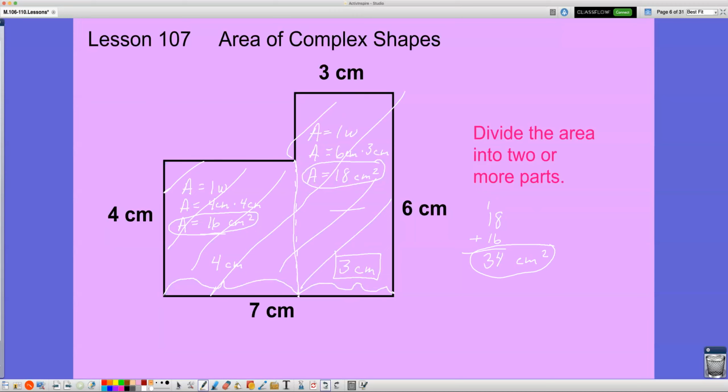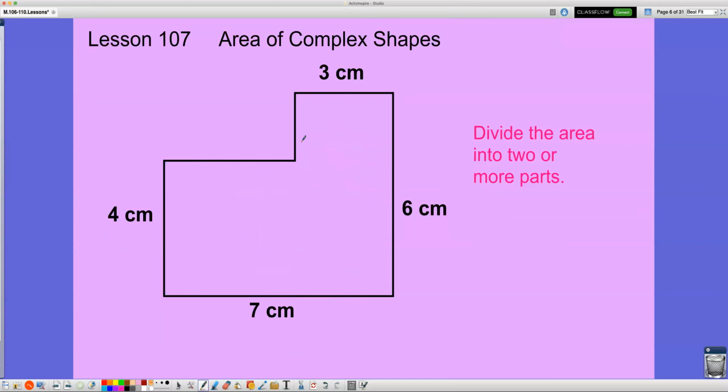Okay, what if we broke this down? Let me break it down like this, though. What if we went this direction?